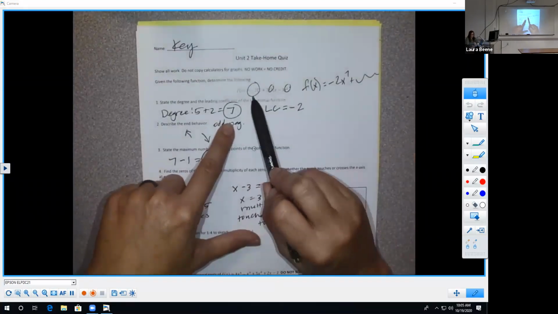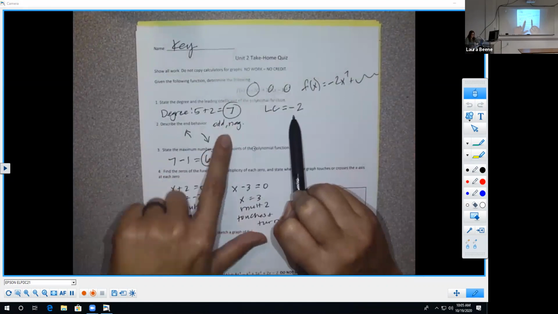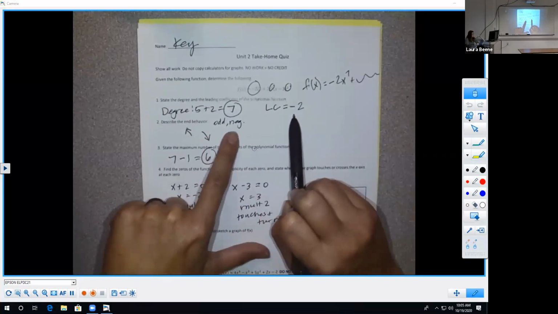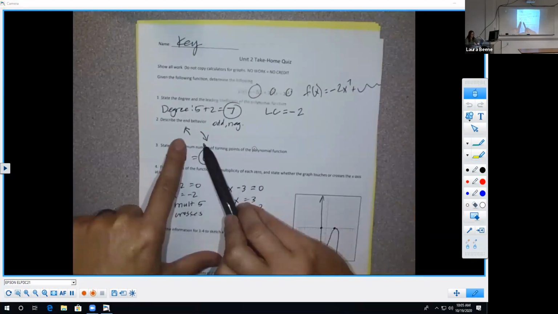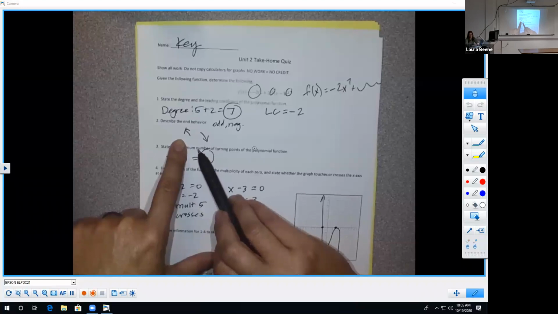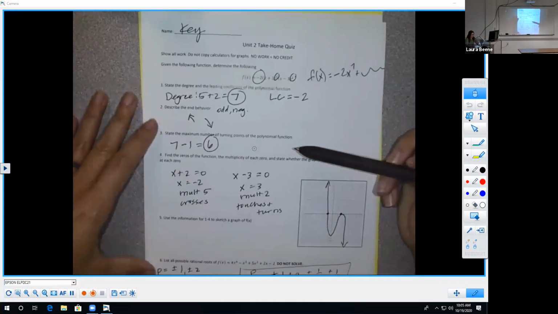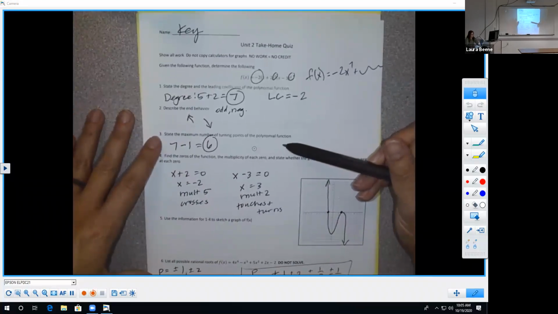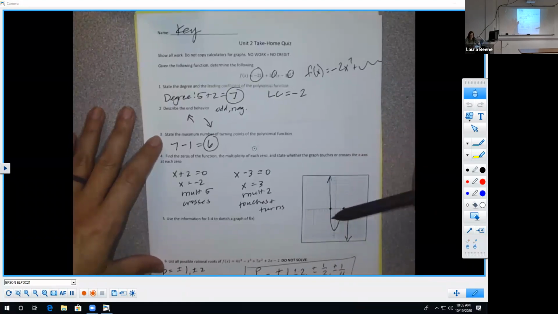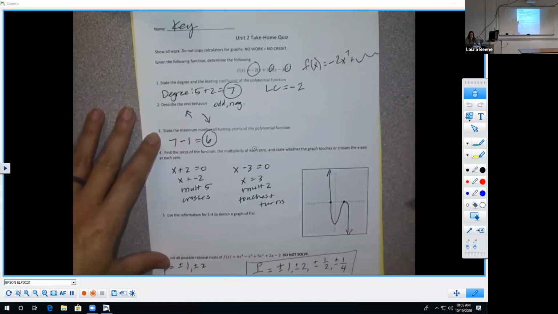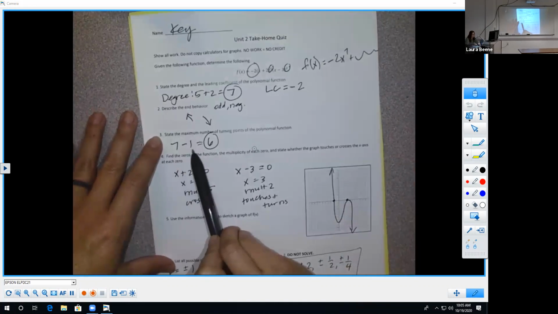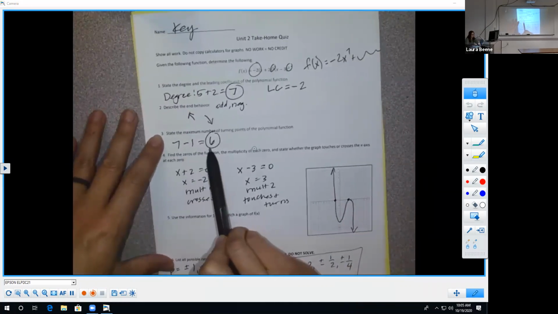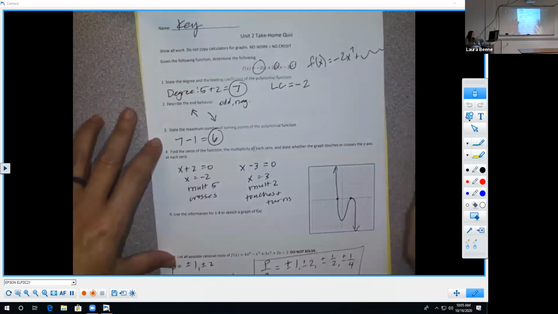The leading coefficient was that number at the beginning, negative 2. Because of that, we knew it was an odd degree with a negative leading coefficient, and so my end behavior looks like this: rises to the left, falls to the right. You could just put arrows, or you could write it out. It's up to you. And then the maximum number of turns was not how many times it turned on the graph, but what is the maximum amount it can turn, which is the degree minus 1. So 7 minus 1 is 6. So the maximum number of turning points was 6.